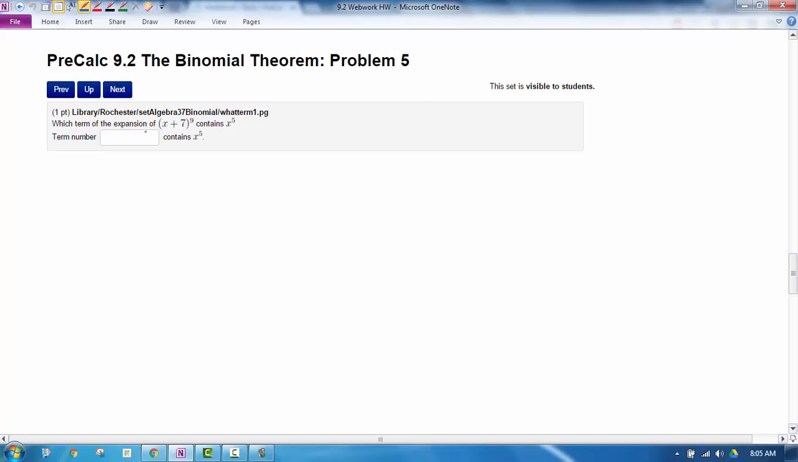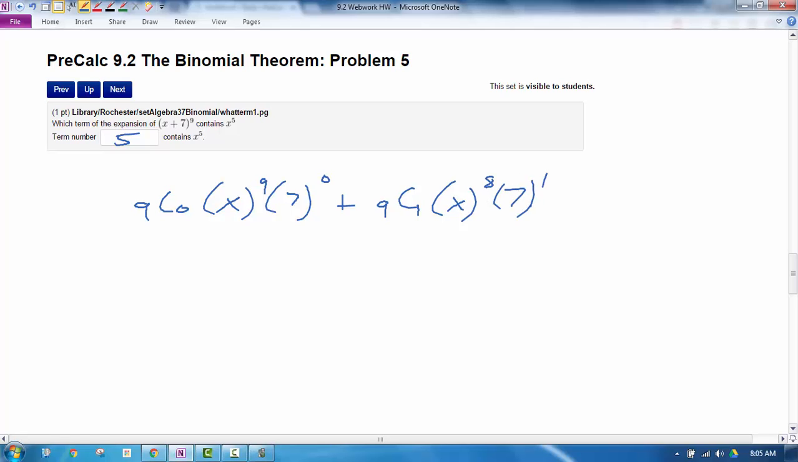The next problem is a lot easier. Which term of this expansion contains x to the 5th? You start off with 9c0 x to the 9th, 7 to the 0th, and that's the first term. And then you have 9c1 x to the 8th power, 7 to the 1st power. So if you work your way, you can say that's term number 5.